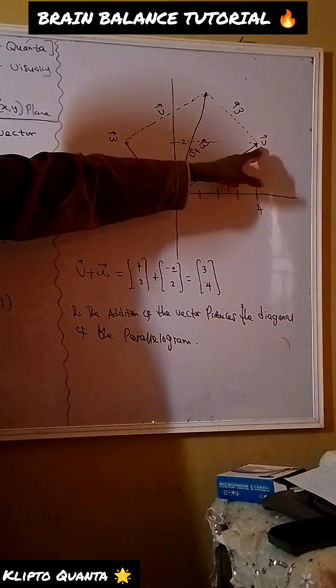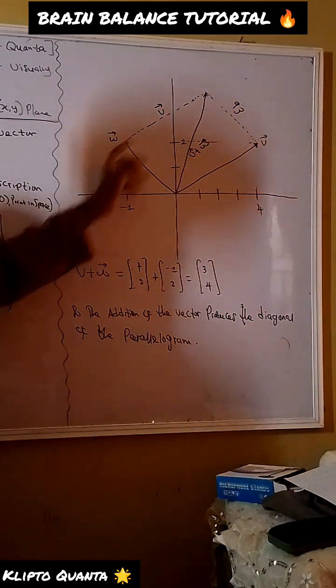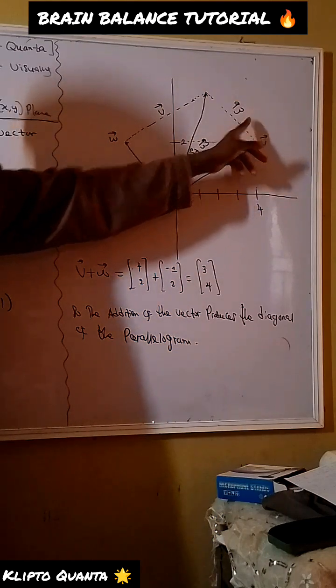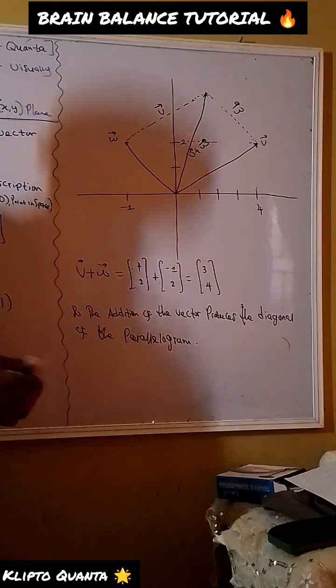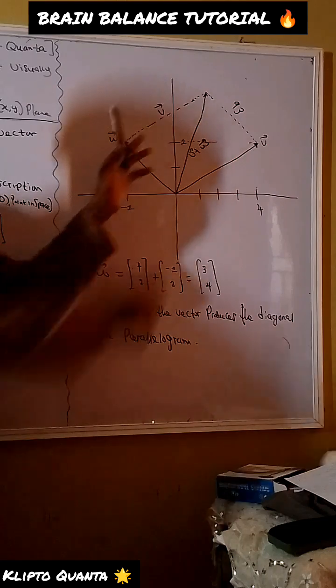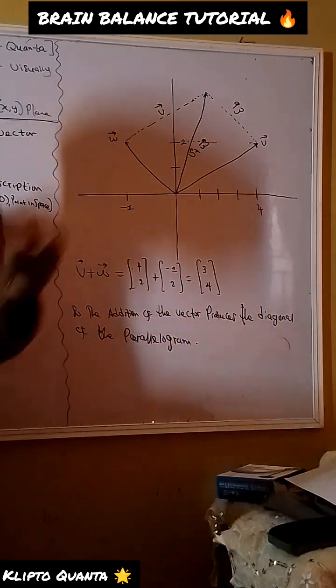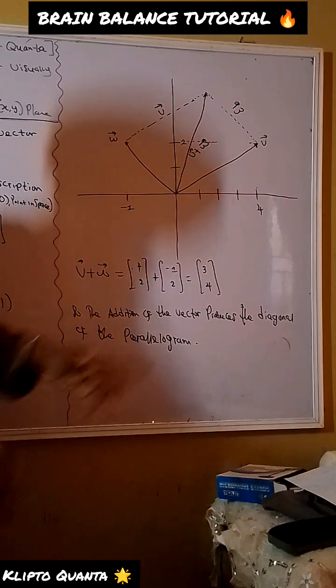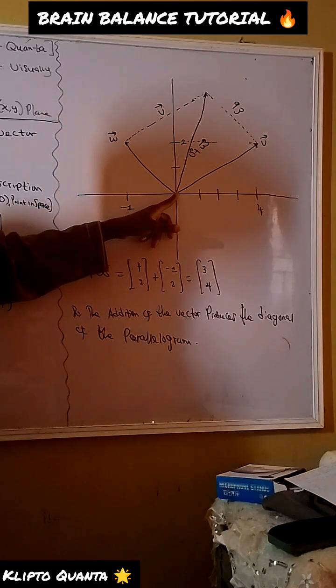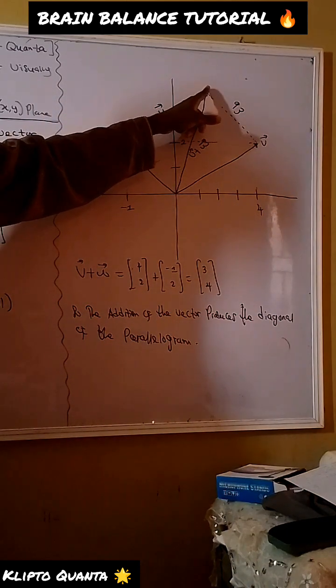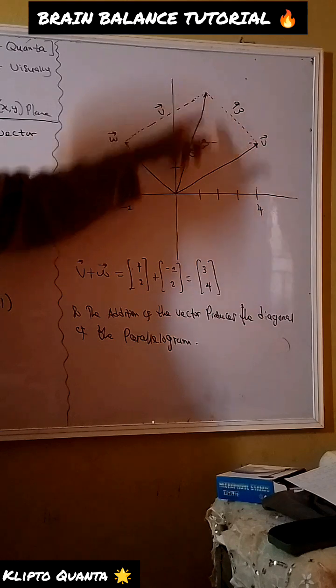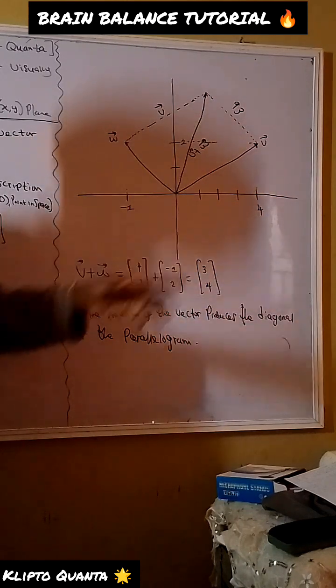Starting from here, this is the head to tail. So we have a vector w, and we also have a vector v here. Now the diagonal of this shape that is being made is what gives us the addition of the vectors, or we can say the resultant. So when you draw a line from the origin straight to where they meet, this is the addition of the vectors v plus w.